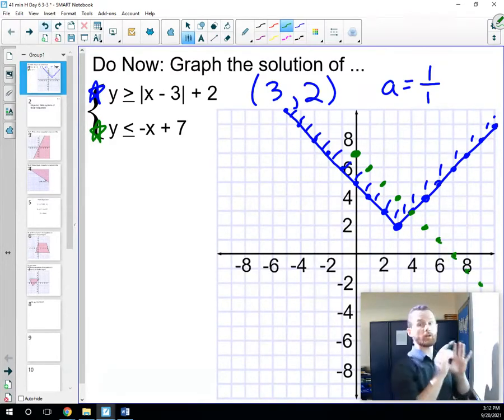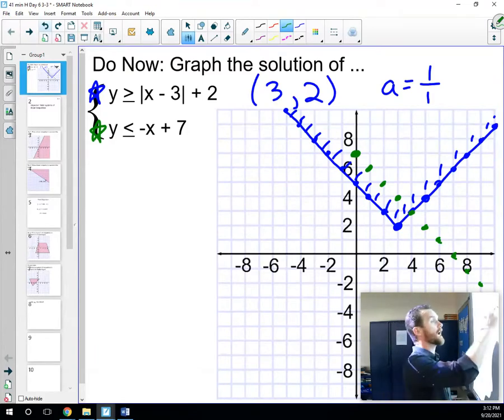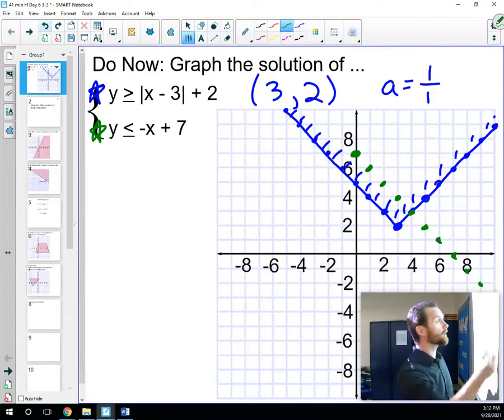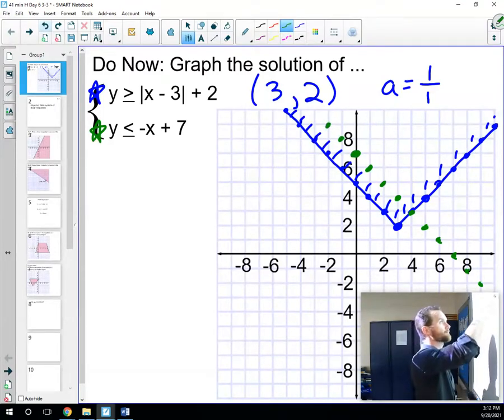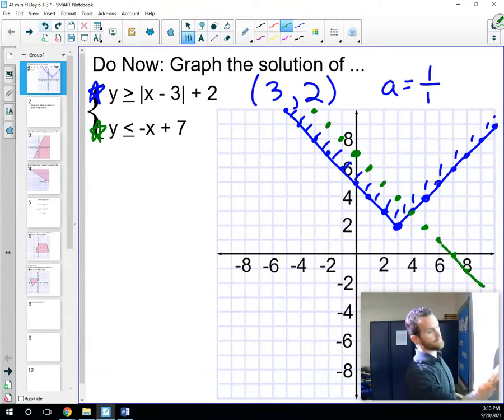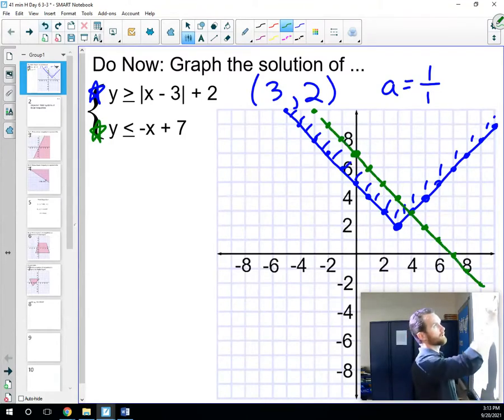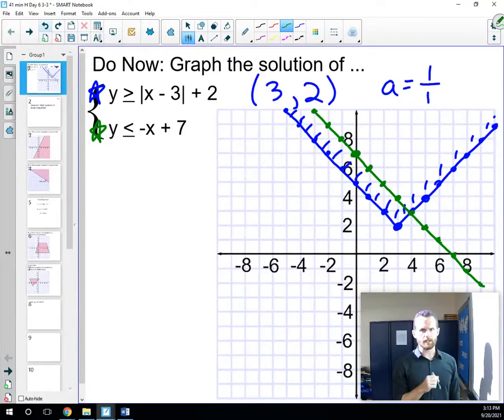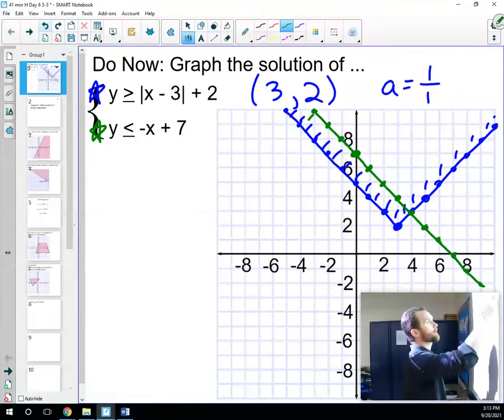And then we don't want a V this time. This is going to be a line, so now we reverse the slope going to the left. Instead of going down 1 and right 1, we go up 1 and left 1. As many times as we can. It's or equal to, so that means it's going to be a solid line. And it's y is less than, so we're going to shade below.